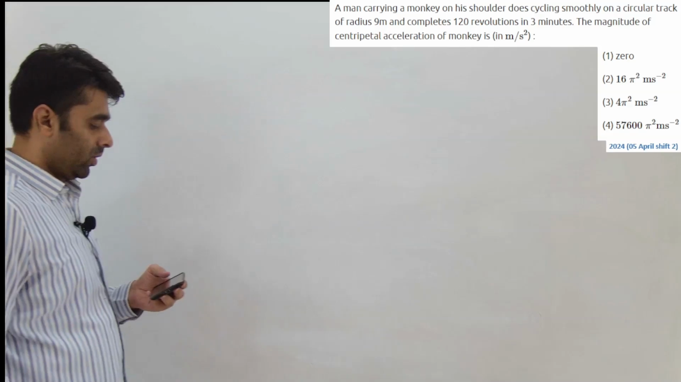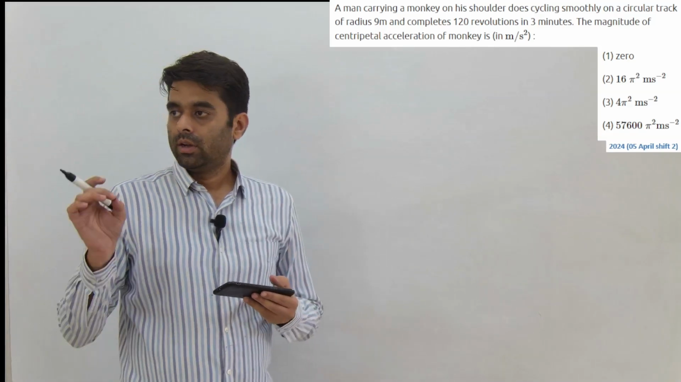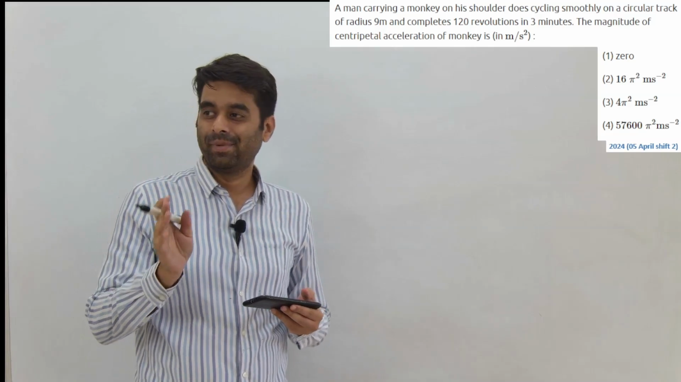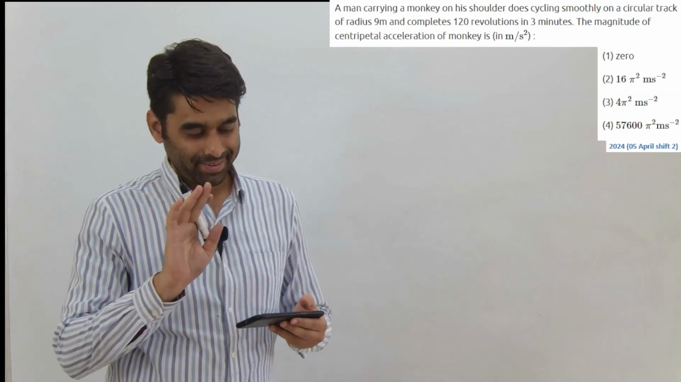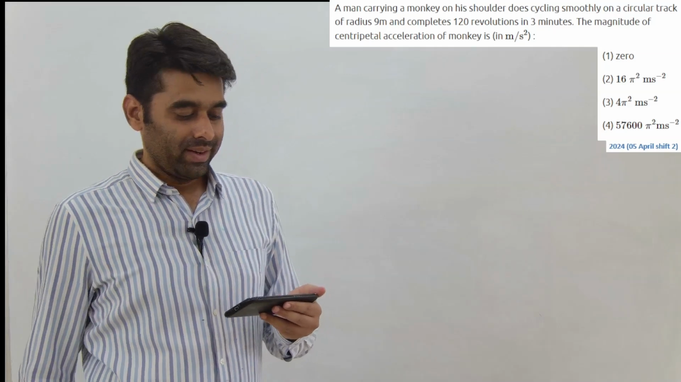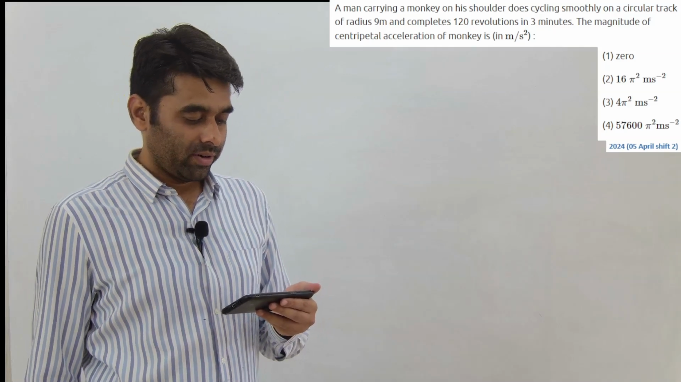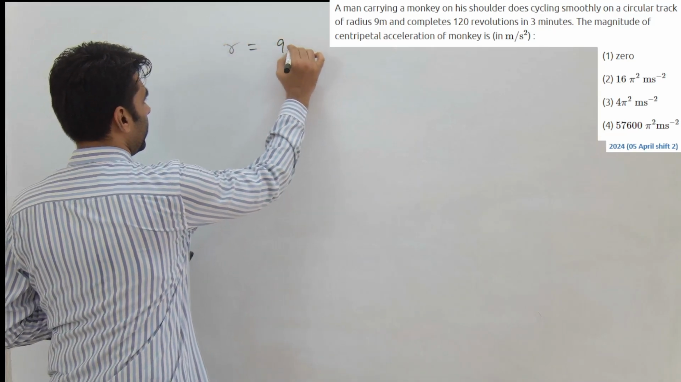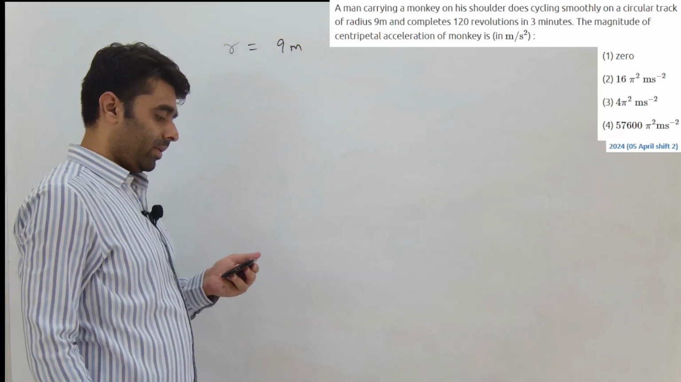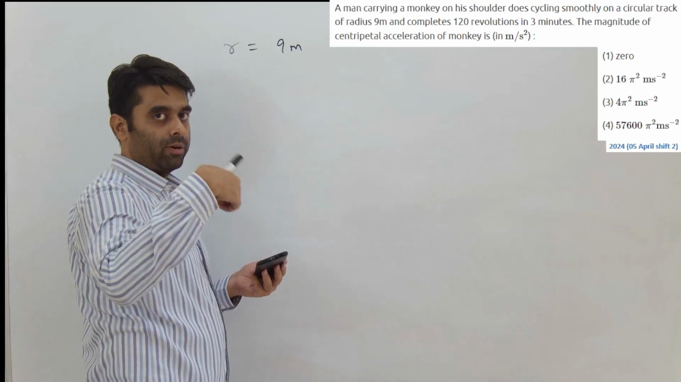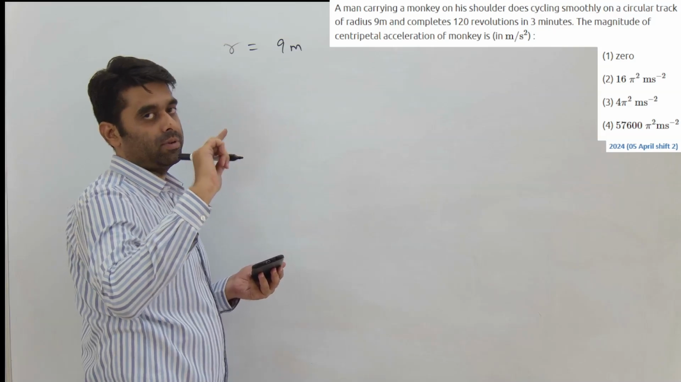So the question we have is, a man is carrying a monkey on his shoulder, and does cycling smoothly on a circular track of radius 9 meter, and completes 120 revolutions in 3 minutes. That means your angular displacement is given and time is given to us.